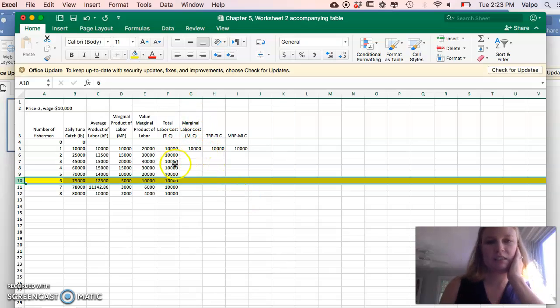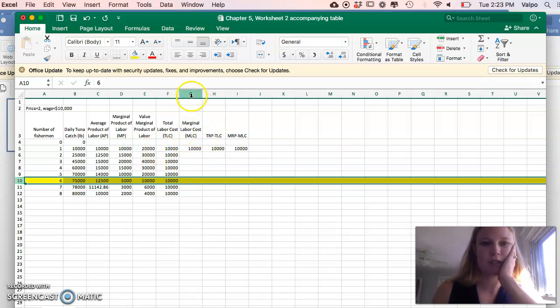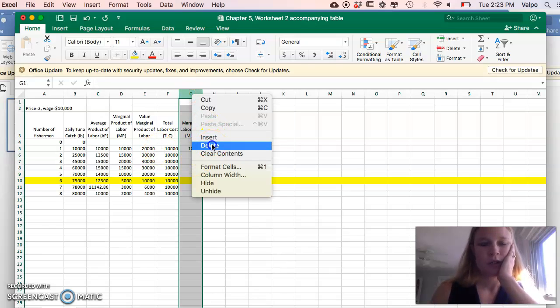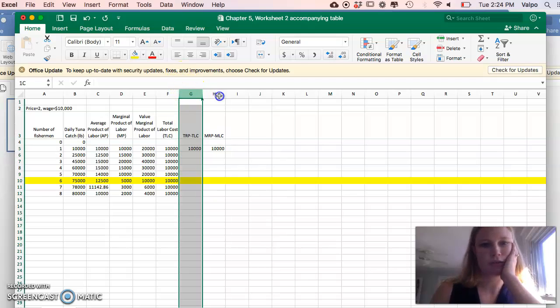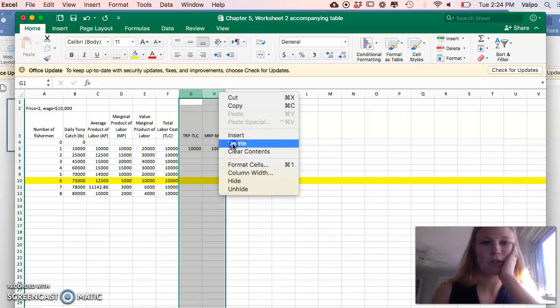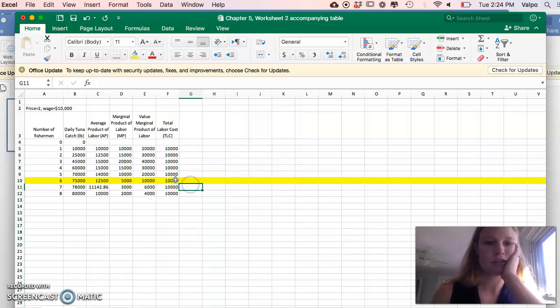Marginal labor cost, some textbooks talk about this. It's the same thing as wage. We can ignore that. And then basically you could say total revenue product minus total labor cost, or marginal revenue product minus marginal labor cost, but you don't have to do that. You can just say, all right, this is the best amount of people to hire.